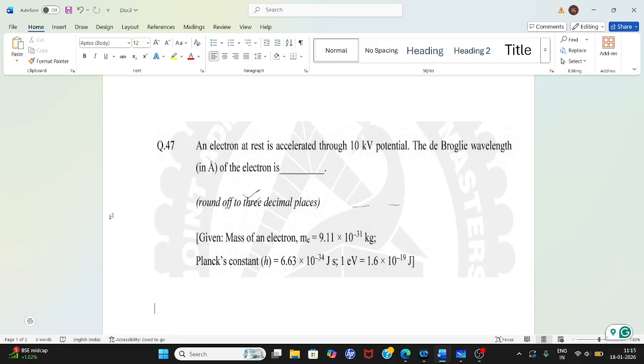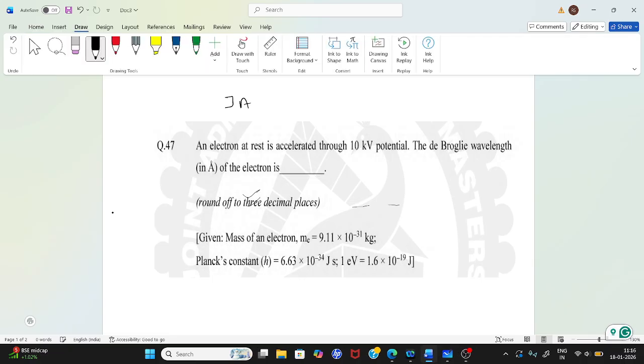This question, based on de Broglie wavelength, was asked in the JAM 2025 chemistry examination. It's basically a numerical answer type question.